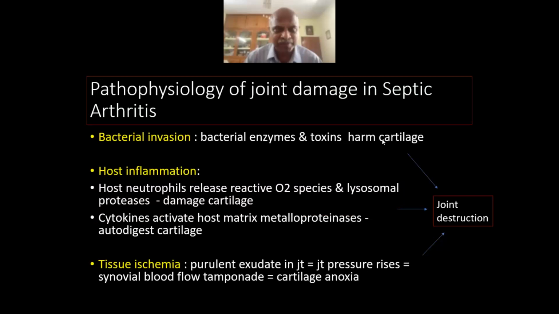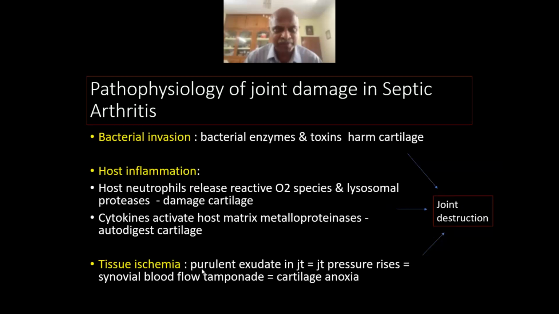There's a three-pronged attack on the articular cartilage, which results in eventual joint destruction. First is the bacterial invasion itself. The bacterial enzymes and toxins harm the articular cartilage, eventually leading to joint destruction. And then the host inflammation: the host neutrophils release reactive oxygen species and lysosomal proteases that damage the articular cartilage. The cytokines activate host matrix metalloproteinases, which auto-digest the articular cartilage, and all of this results in joint destruction.